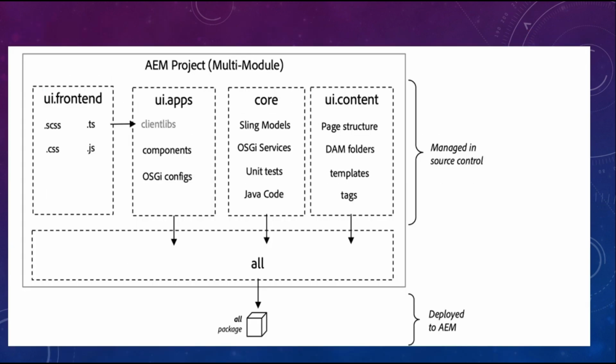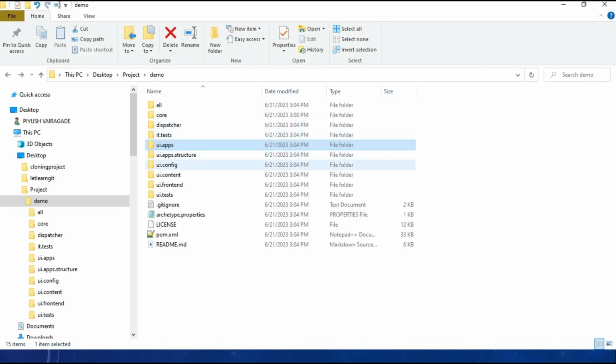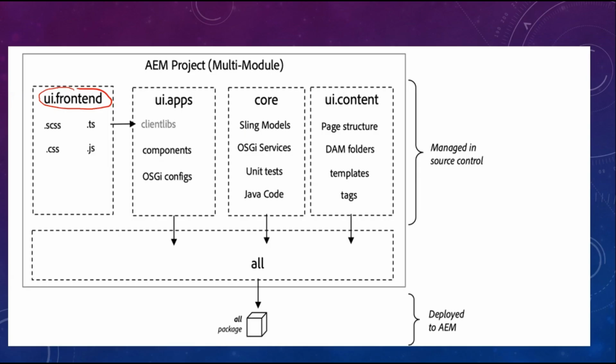First of all, you see once it is created, how things will go and how things will work out. Inside this, we have a UI front end. This is nothing but our module. Come here and you see we have a UI front end. What this module does is store all your SCSS files, or in simple words, the CSS files.